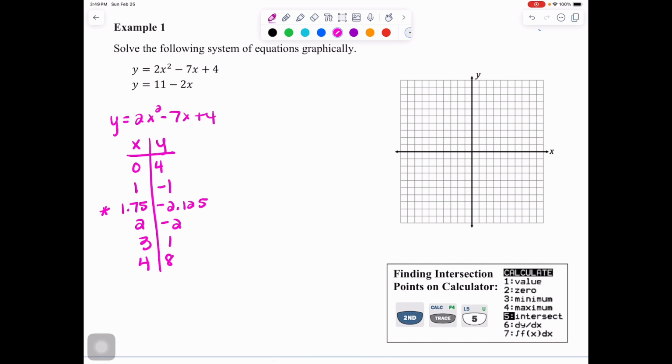So underneath, let's put a couple of notes. You can calculate the min on your calculator by doing second, calc, and then number 3. Or you can use x equals -b over 2a for the axis of symmetry.